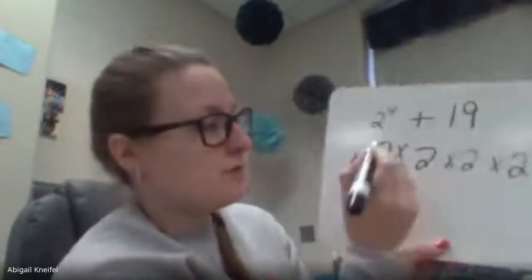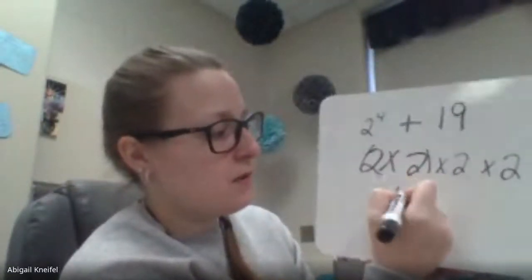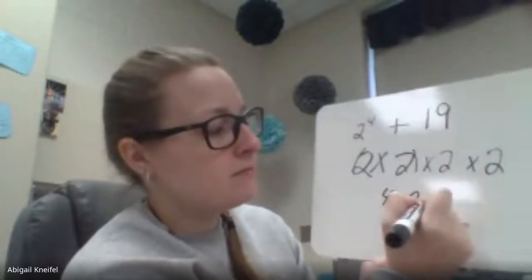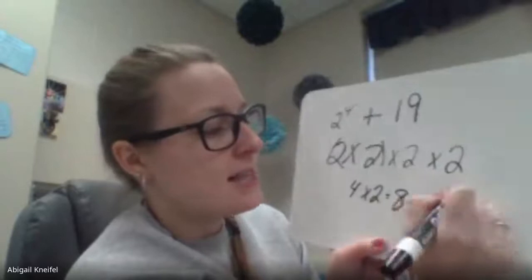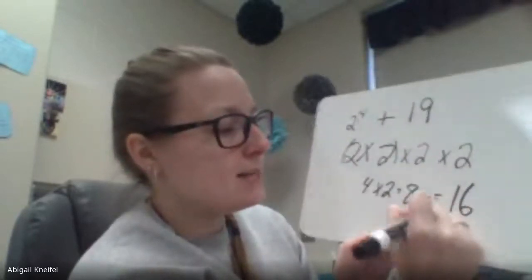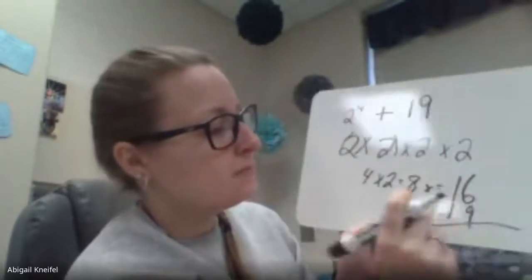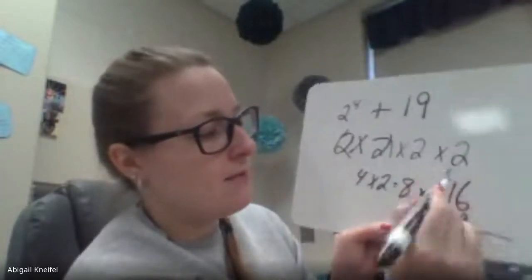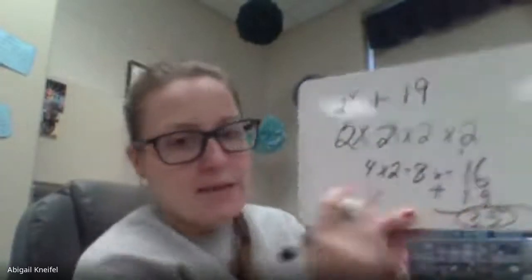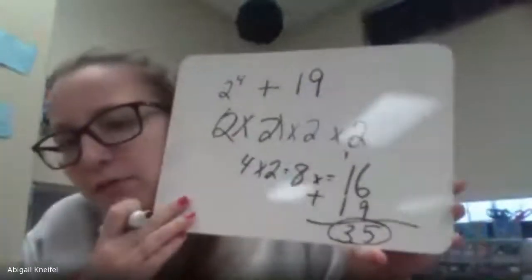So I'm going to do the first 2 times 2 first. So 2 times 2 equals 4. Times 2 equals 8. Times 1 more 2 equals 16 plus 19. 9 plus 6 is 15. 5, carry my 1. 35. Mrs. Kneifel got the answer of 35.